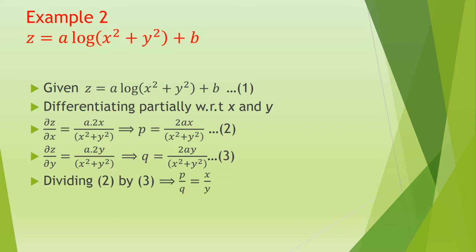So what we get? p by q equal to x by y. One thing we should remember, here our aim is to eliminate arbitrary constants. In this given equation, a and b were the constants that should not be there in our partial differential equation. So p by q equal to x by y, or py minus qx.